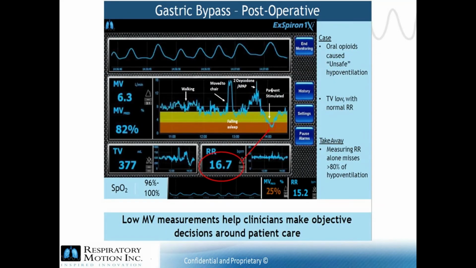In this third example, you can see that the patient received oral opioids. This gastric bypass patient did fine with small doses of IV morphine, but had episodes of hypoventilation after their first dose of 2 Percocet. Note here that the low minute ventilation alarm was a result of low tidal volume as the patient had a normal respiratory rate.